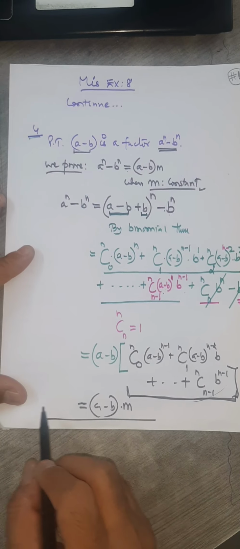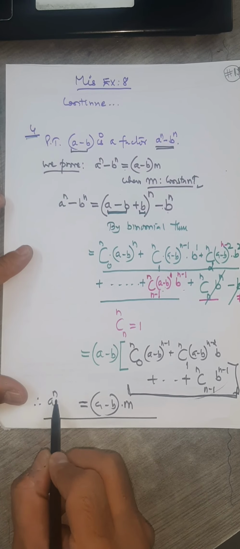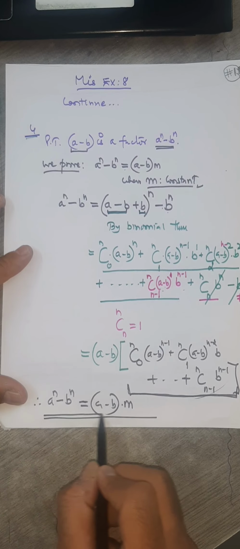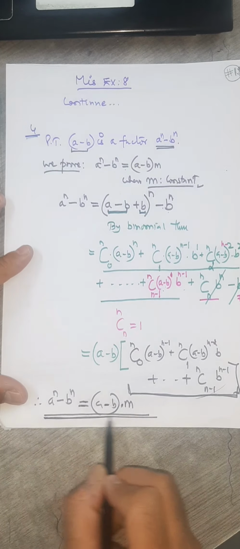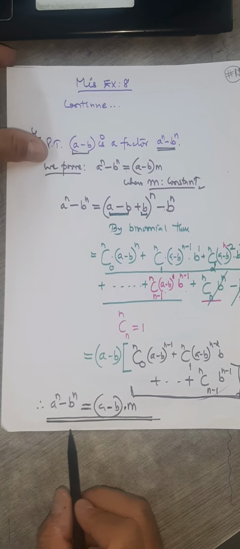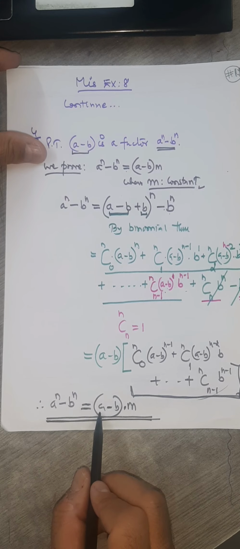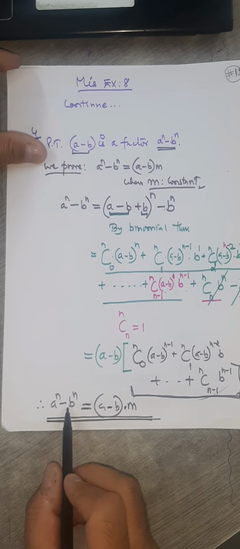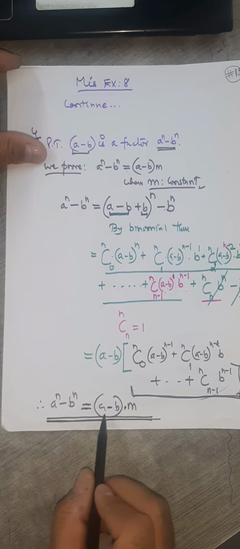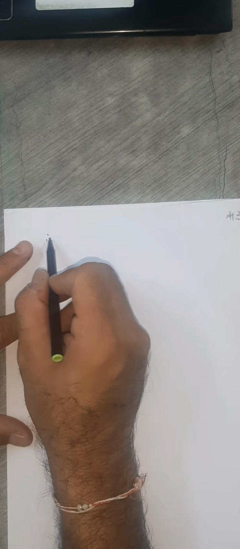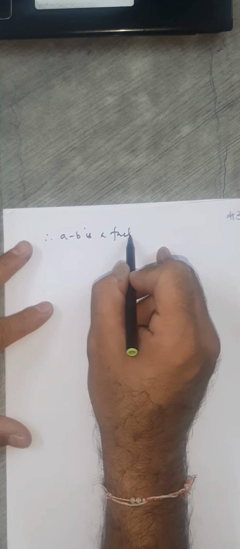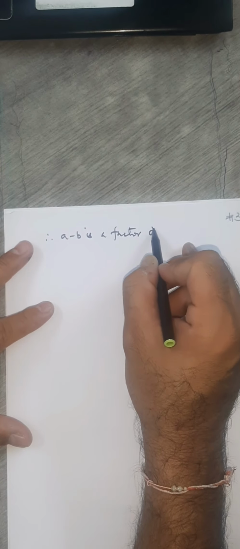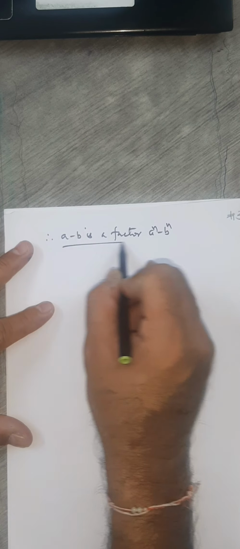So what you have shown finally is a raised to n minus b raised to n equals a minus b into m, remember. So therefore you can say that a minus b divides a raised to n minus b raised to n, or you can say that a minus b is a factor of this. So therefore a minus b is a factor of a raised to n minus b raised to n, remember, and therefore proved.